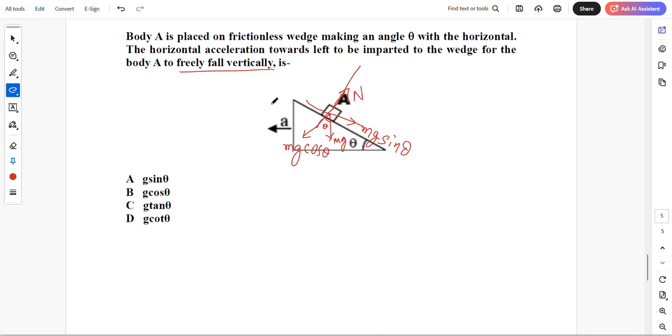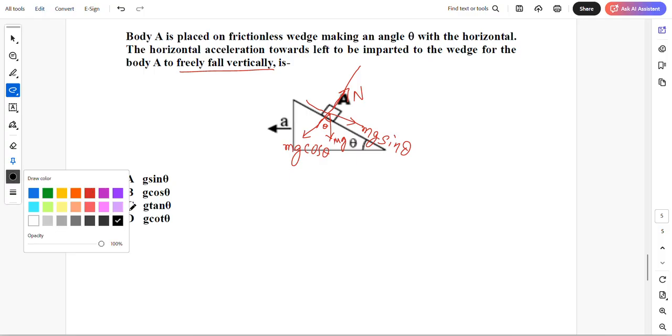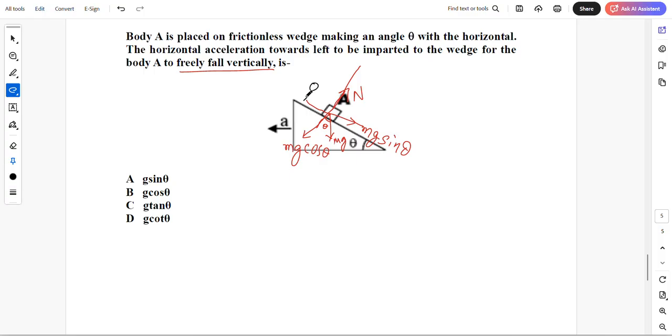Okay. Now, if I go and stand here, I feel like this is falling freely. Now, A is towards the left side. Where will the pseudo force be? The pseudo force will be on the right side. This will be what? MA.